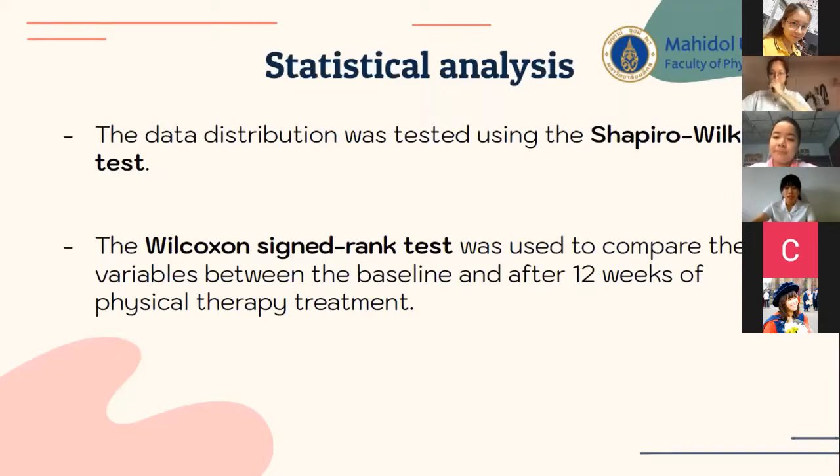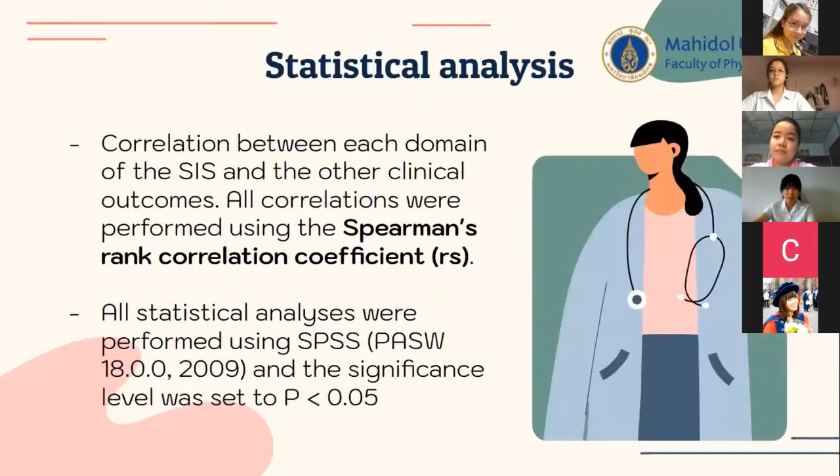The Wilcoxon signed-rank test was used to compare the variables between the baseline and after 12 weeks of physical therapy treatment. In addition, we explore the correlation between each domain of the SIS and the other clinical outcomes. All correlations were performed using the Spearman's rank correlation coefficient.